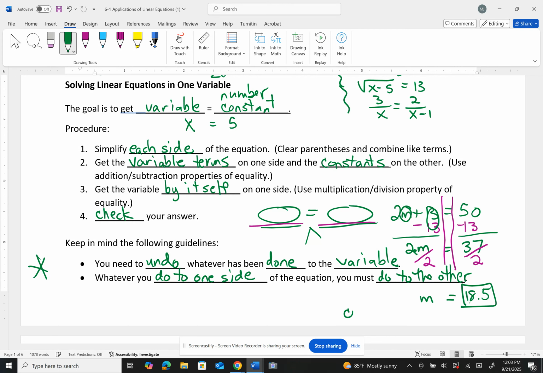Okay? And then we could check it, which is so fantastic, by just plugging in right there where the variable was. Now that we think it's 18.5, we could plug in 18.5 and do that work. Just enter this right here on the calculator and see if we get 50. And then if we do, we know for a fact we're right. But don't try to guess and check your way to 18.5. That takes too long.